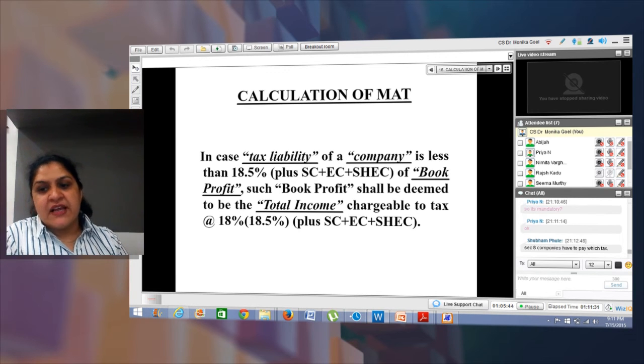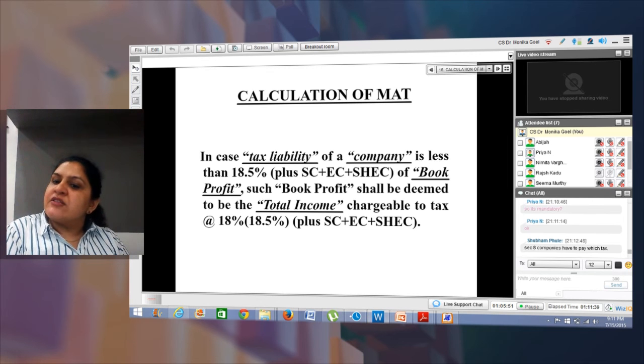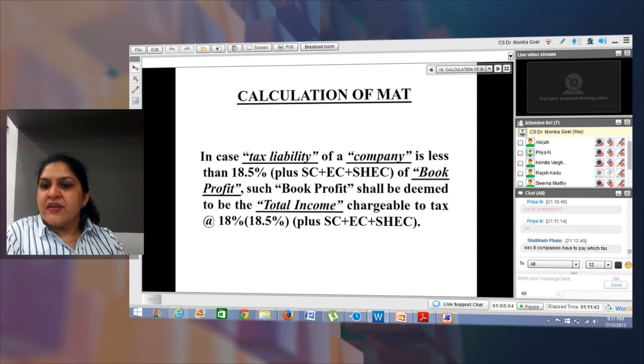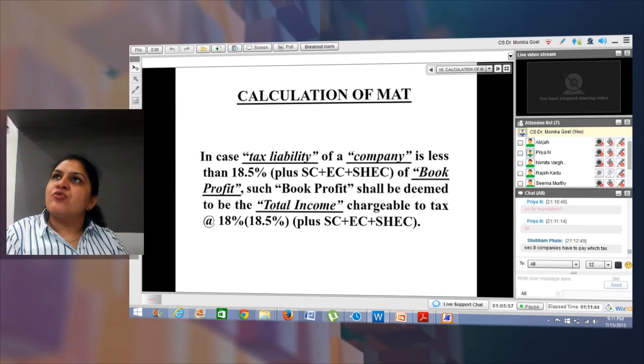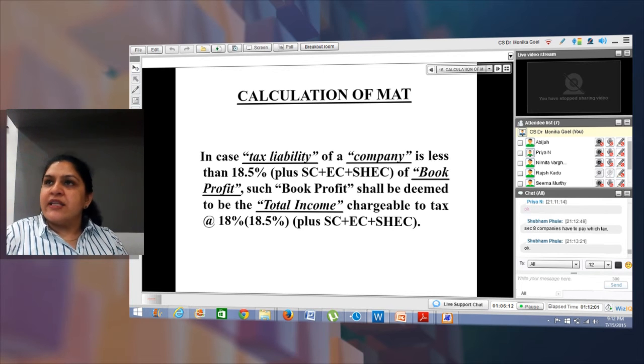Section 8 companies have to pay which tax? Now, Section 8 companies are not profit making companies. So if there is no profit, there is no tax, right? These companies are registered for charitable purposes, so they have to get themselves registered under the Income Tax Act also, under Section 10, subsection 23 of the Income Tax Act, if I'm not wrong about the subsection. They have to seek exemption under the Income Tax Act as well. Therefore, they are not required to pay MAT, and they are not required to pay regular tax as well.